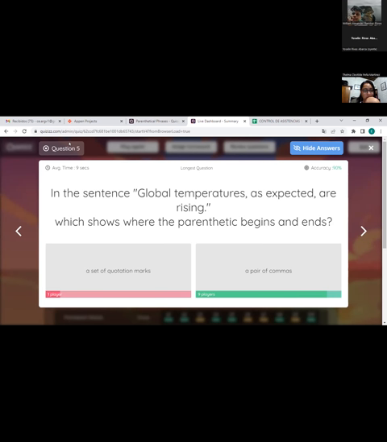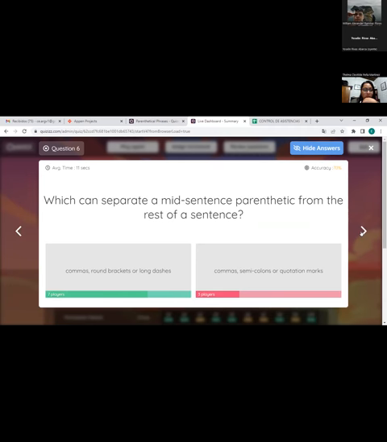It shows where the parenthetical begins and ends. Which shows where the parenthetical begins and ends. ¿Qué nos muestra where it begins and where it ends? A pair of commas. Right, here we go. Lourdes, go ahead, please. Which can separate a mid-sentence parenthetical from the rest of a sentence? Commas, brackets, or long dashes. There we go. Great job.